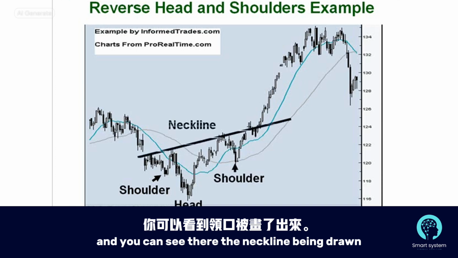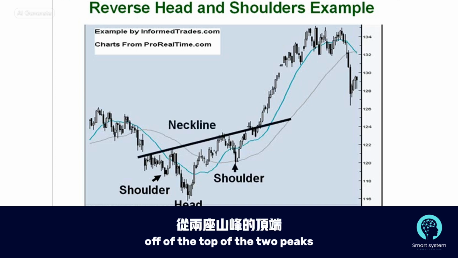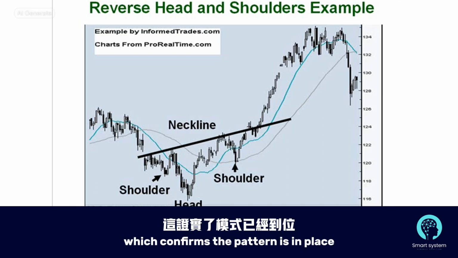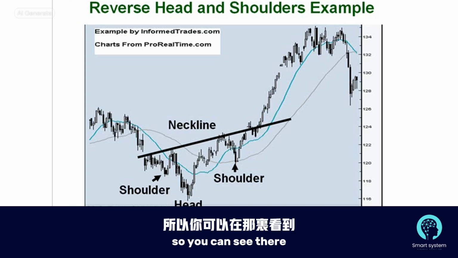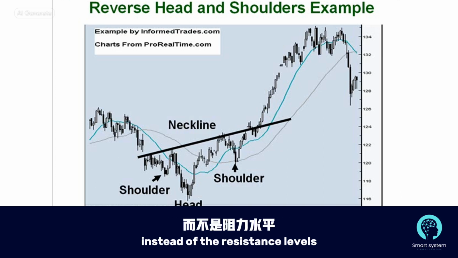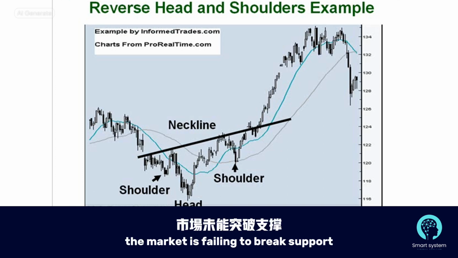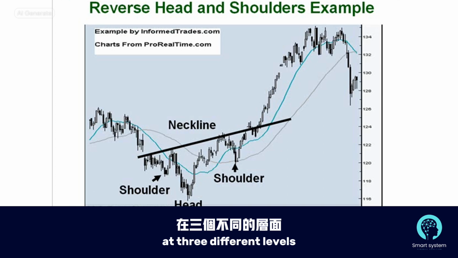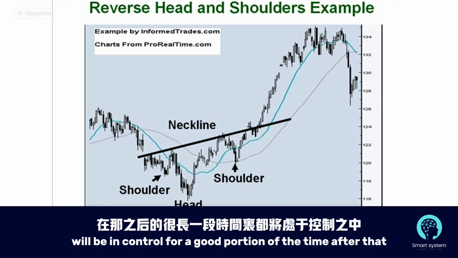And you can see there the neckline being drawn off of the top of the two peaks, in between the two shoulders and the head this time, and traders look for a break of that neckline, which confirms the pattern is in place and has completed. So you can see there, instead of the resistance levels on the head and shoulders pattern, what is happening here is the market is failing to break support, and so after it's failed 3 times, at 3 different levels, buyers theoretically will be in control for a good portion of the time after that.